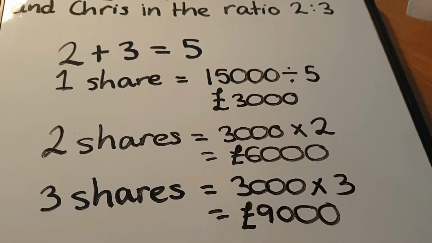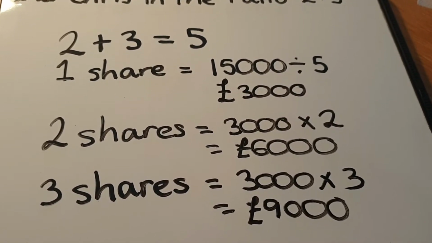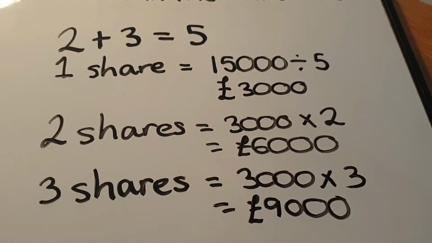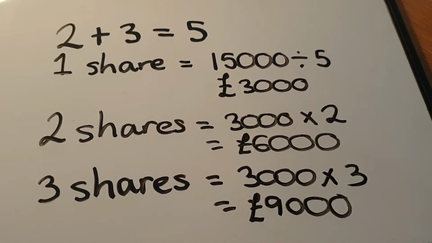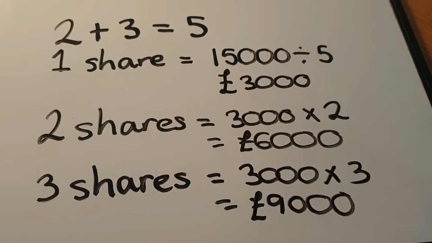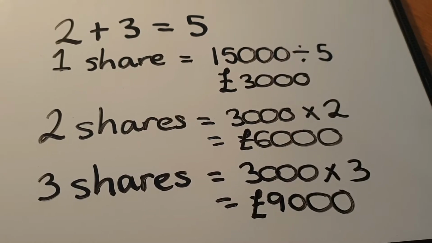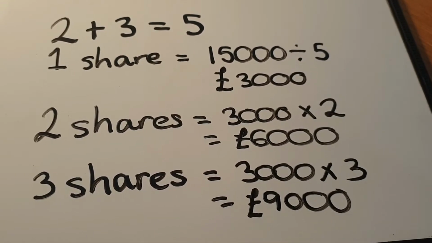So your first step is to do 2 plus 3 equals 5. So add your share parts together. Then find 1 share part by dividing. Then multiply by how many share parts you need. So if the ratio was 4:3, you would find 4 share parts and 3 share parts. But because this ratio was 2:3, that's why we multiplied by 2 and multiplied by 3.